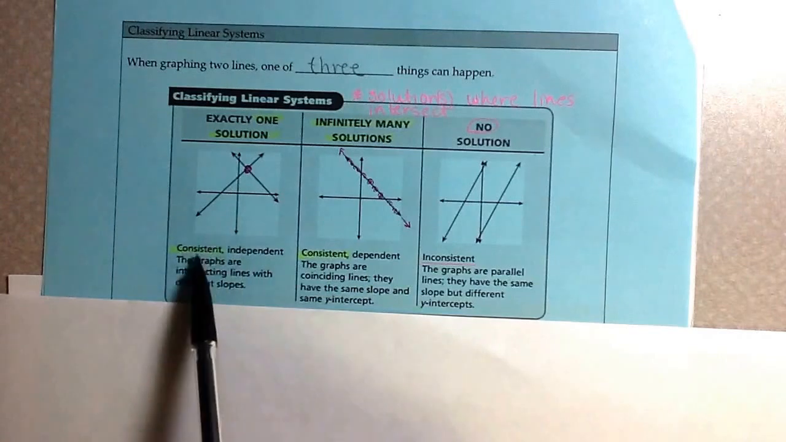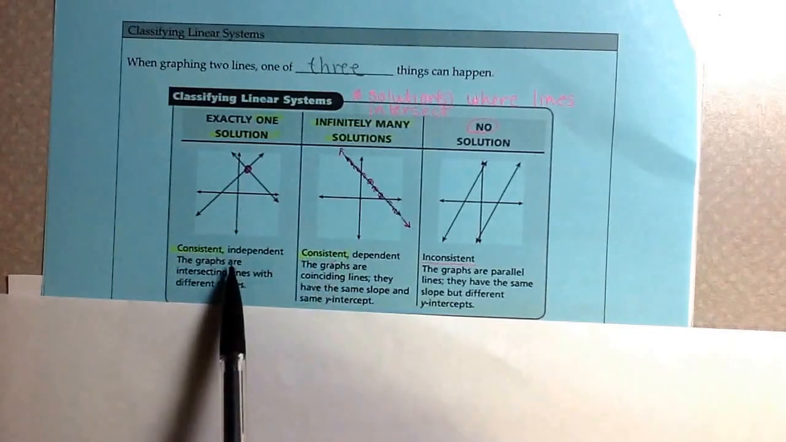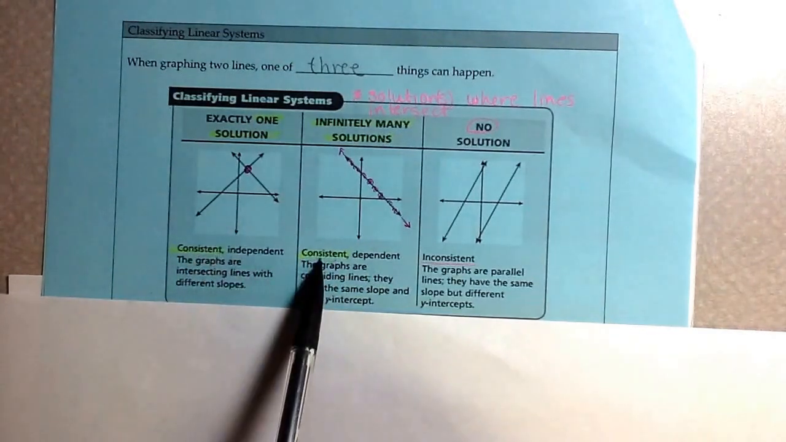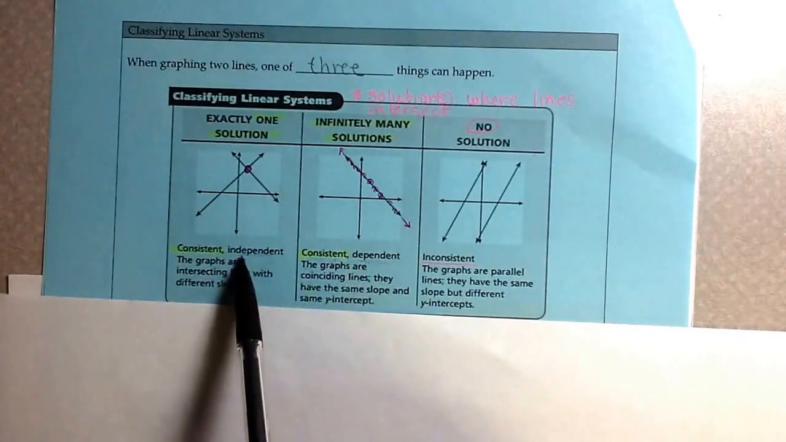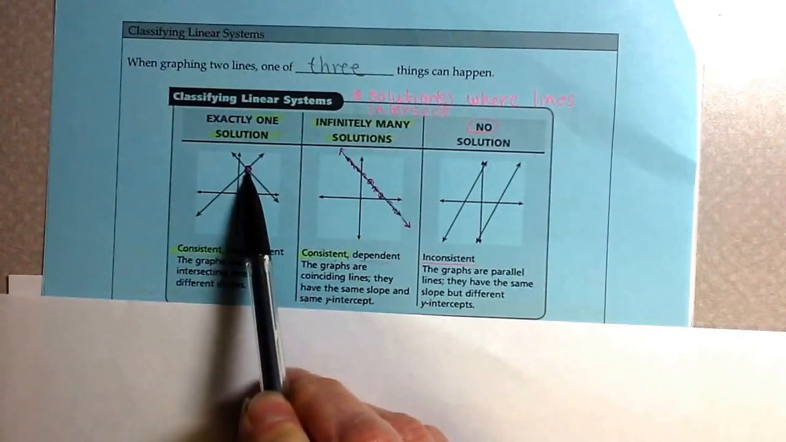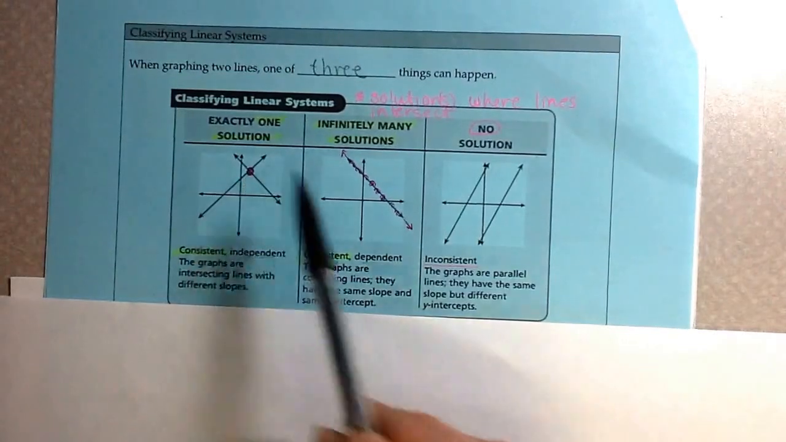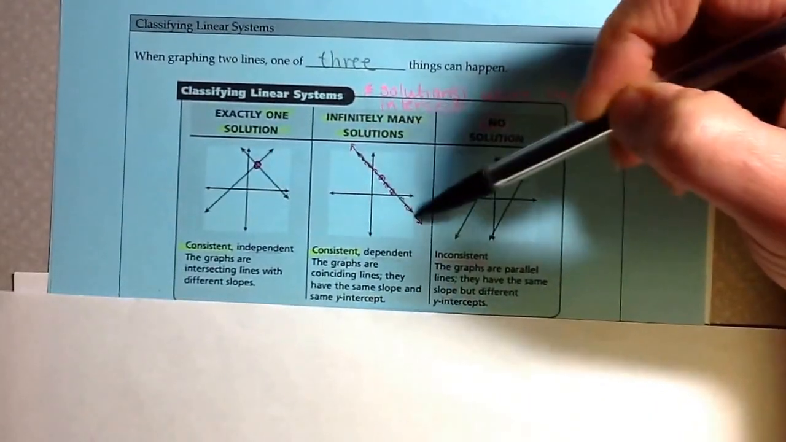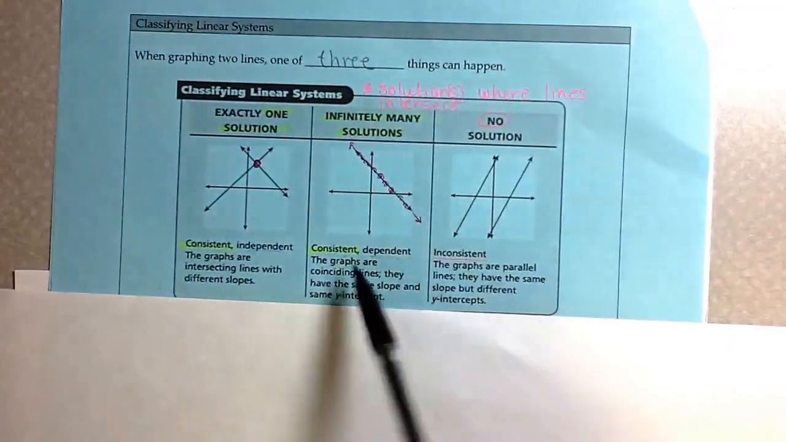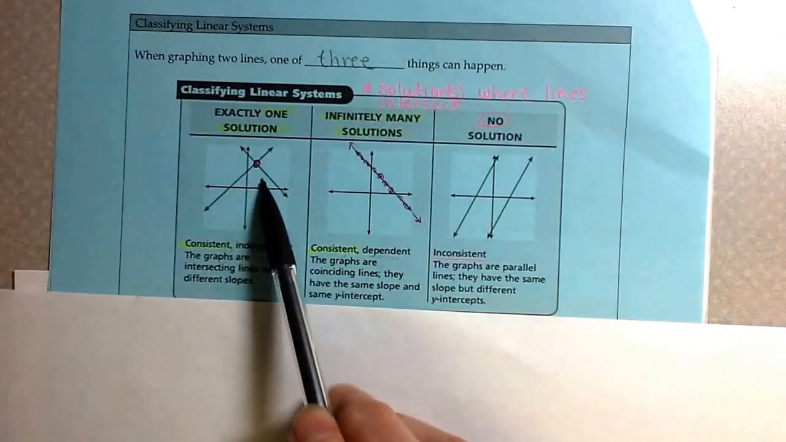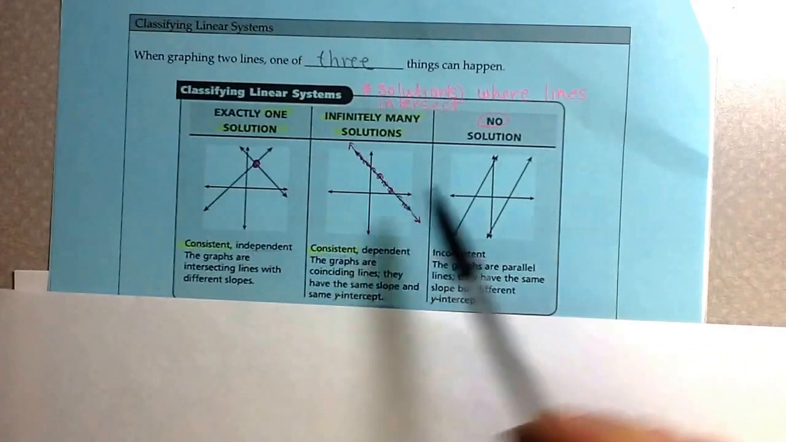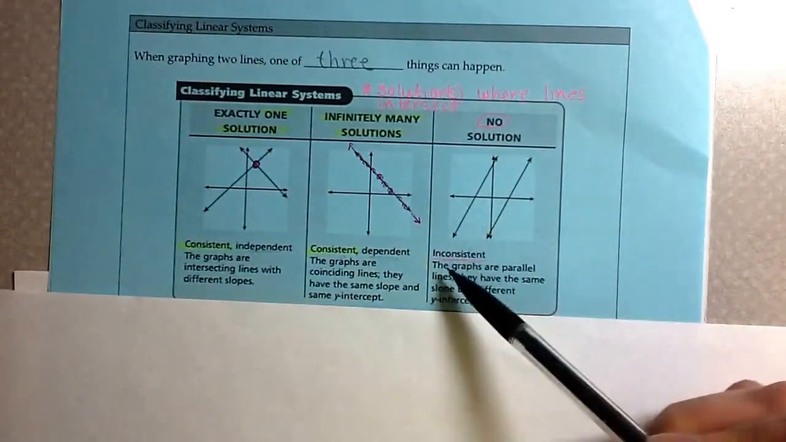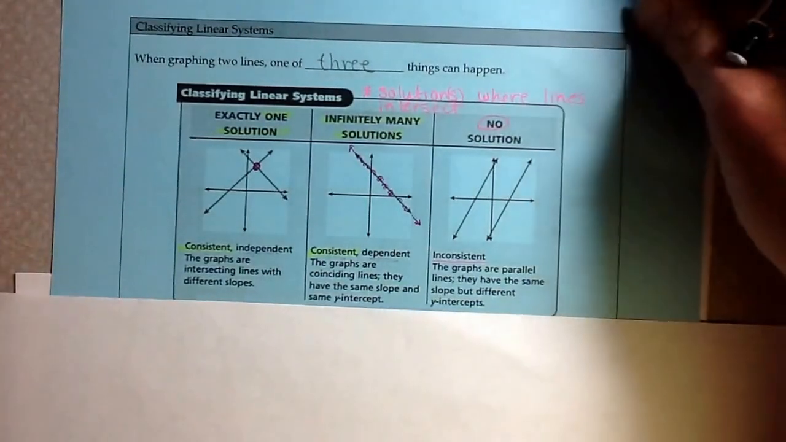If there is a solution, it's called consistent. And because there are two cases where it's consistent, you have to clarify if it's independent or dependent. Now, independent, think of independent people. They like to work alone, so there's only one here, one solution. Dependent, they're depending on each other. One is right on top of the other. So this is consistent independent, one solution. Consistent dependent, infinitely many solutions. And then inconsistent means there is no solution. And there's only one case there, so you don't need a second word there to clarify.